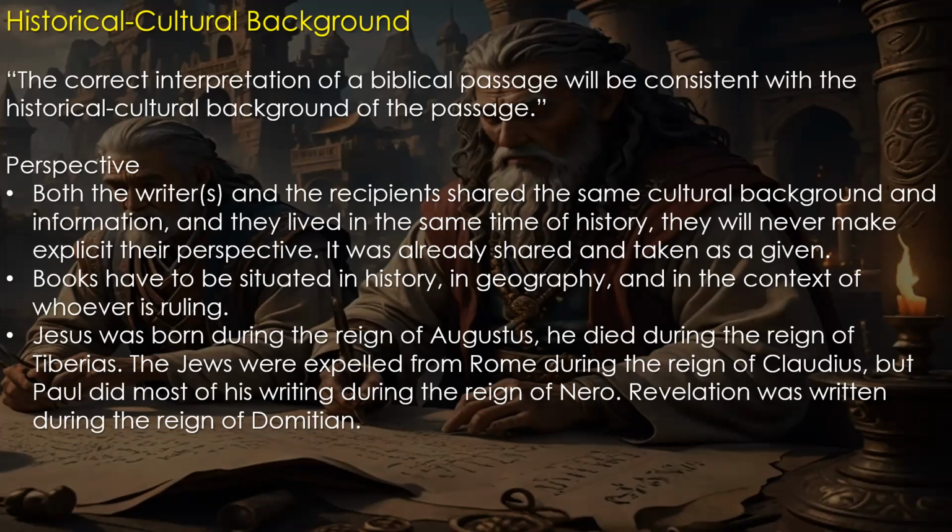Okay, the stepson of Augustus, if I know that right. We learn from the book of Acts, but also we have Roman sources that tell us this, that the Jews were expelled from Rome during the reign of Claudius. But Paul did most of the writing of his letters during the reign of Nero. Revelation was written during the reign of Domitian, and Domitian ruled from 81 to 96 AD. So you've got different rulers.